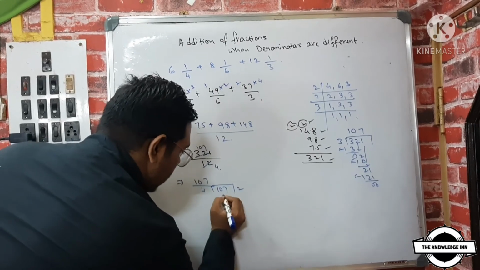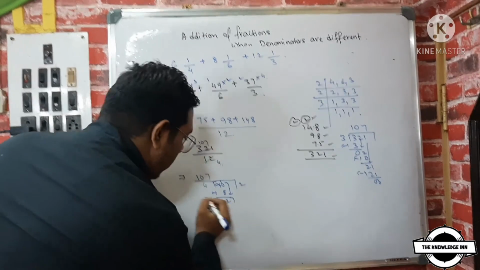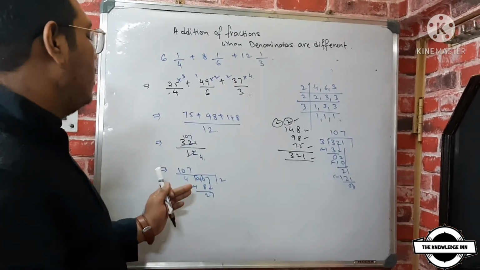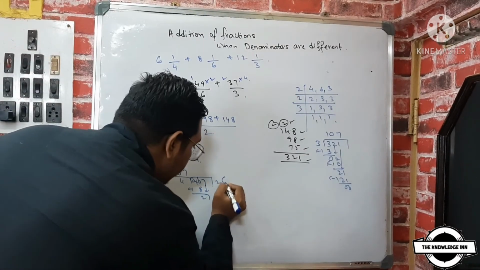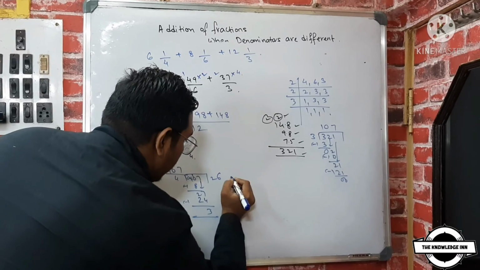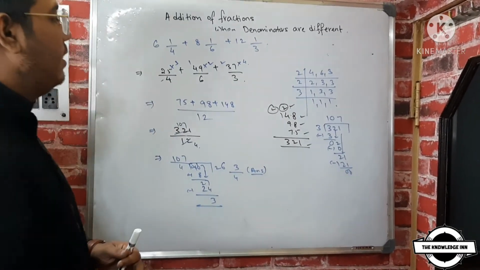107. 4 twos are 8, 1, 2, 7 will come down. In the 4 times table, 27 will never come. 4 sixes are 24. I will take it and solve this sum, and I will complete this part. 26 and 3 by 4 is your answer to this particular sum.